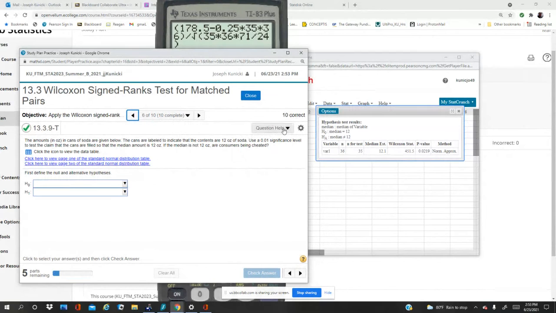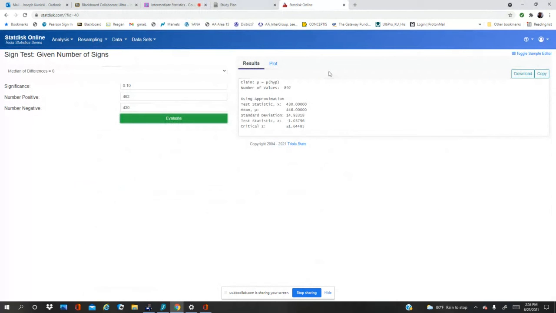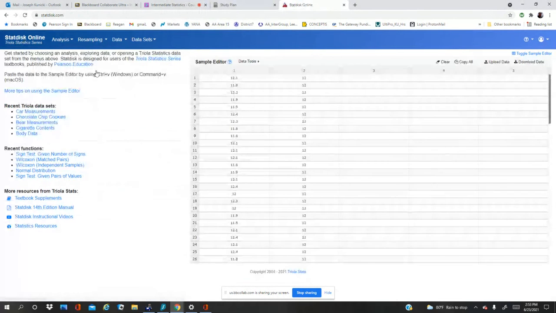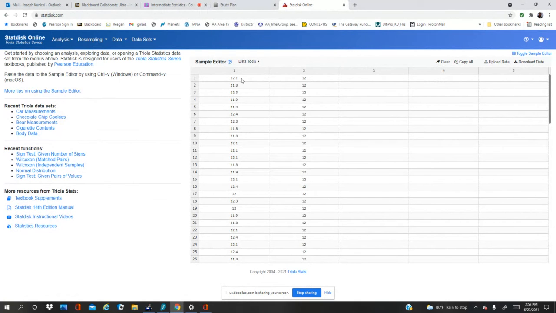Unfortunately, we lose all the raw data. If I do it again, we could have done this in StatDisk. I didn't save the original data though, or did I? Yes, I did. It's right here. Here's the original data. So if I take this original data and I go to StatDisk, I just want to change these, so I'm going to change these.